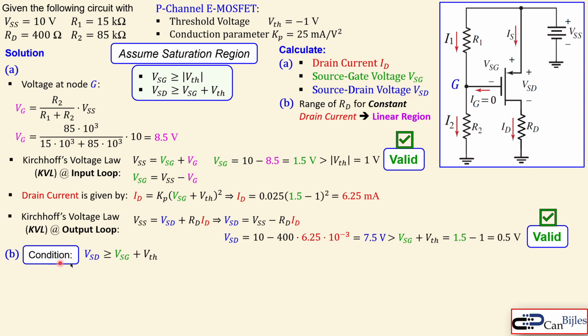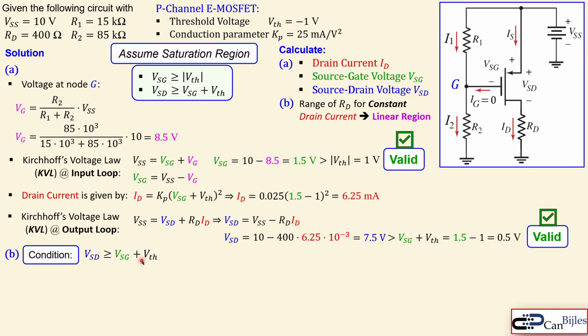So for the condition to be able to stay in the saturation region, we say this is really valid, and also this one, but this is important at the moment because that will change. This won't change because the VSG will always be here at this value of 1.5 volts because that is determined by this gate voltage only, and that is also determined by the R1 and R2, which will not change.